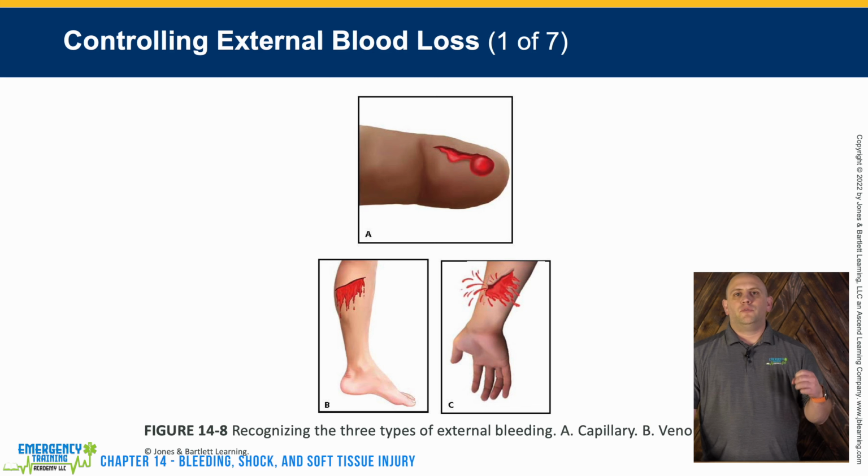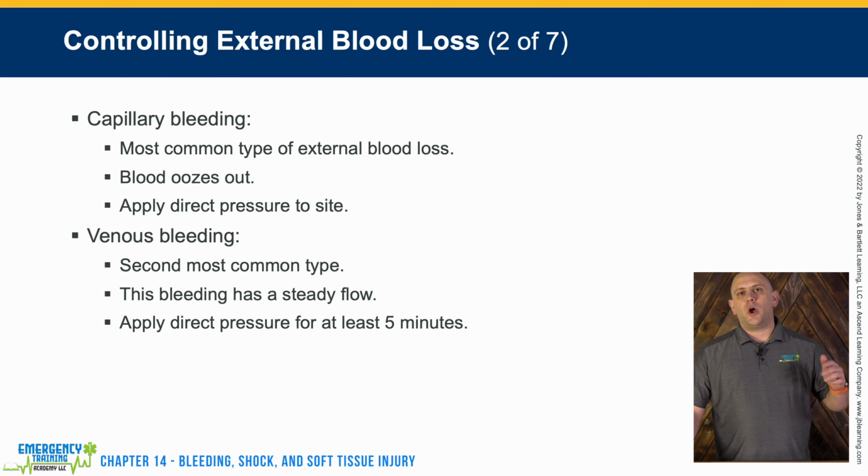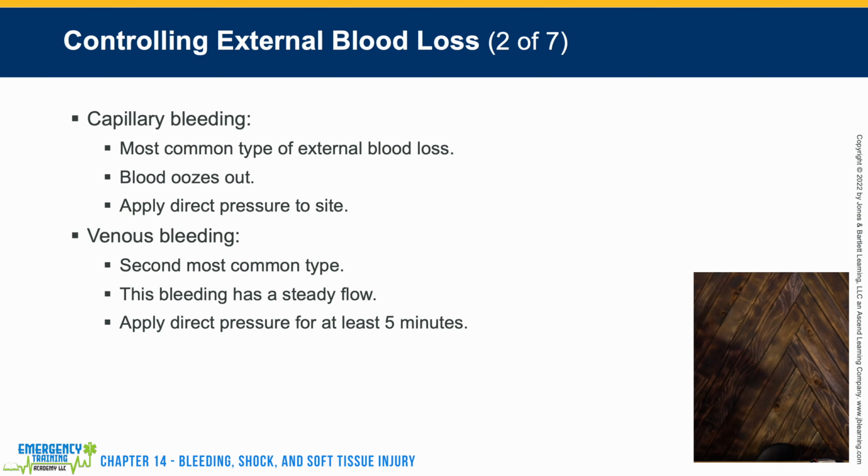Direct pressure for our capillary and venous bleeding, all we're going to do is take a dry, sterile dressing. We're going to put it over the wound with a gloved hand, create that pressure, and then dress the wound with some type of compressed gauze or a compressed bandage.